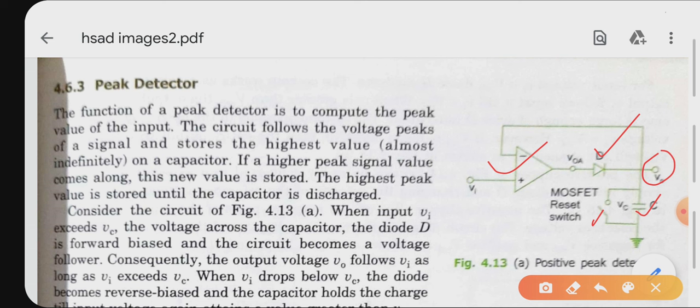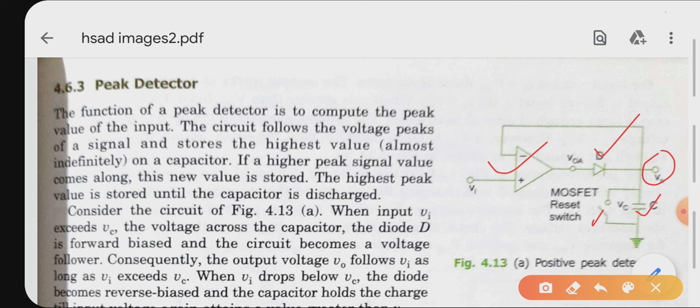So the function of this circuit is to detect the peak value of the input signal applied and to store it in the capacitor. Okay, if the next peak value is higher than the previous value, then this next value is stored, and the highest peak value is stored until the capacitor is discharged. Unless and until you have discharged the capacitor, you can store these highest values. So to store the highest value of the input signal, this circuit is used. That's why the name is given as peak detector. It detects the highest value of the applied input signal.